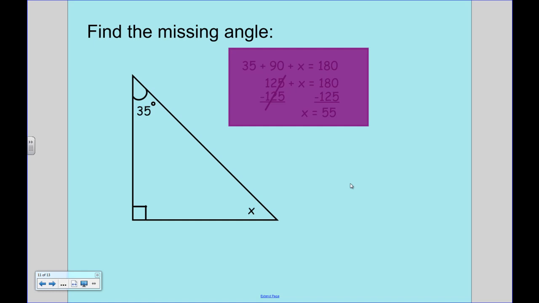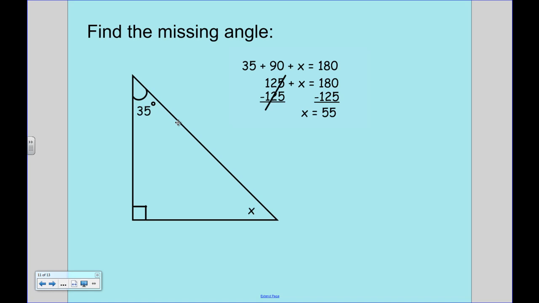So in order for me to do that, I'm going to set up this equation. I know that the three angles together have to add up to equal 180 degrees. So I know that the 35 degree angle, the 90 degree angle, and x have to add to equal 180. So the first thing I'll do is add the 35 and the 90, which gives me 125. So now my equation is 125 plus x equals 180. Now I'm going to solve my equation and figure out what my missing number is. So I'm going to subtract 125 from both sides of the equation. These cancel, which leaves me that x is 55 degrees. So now I know that x has to be equal to 55 degrees.